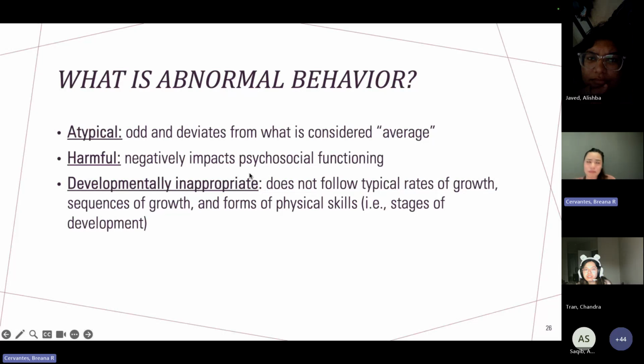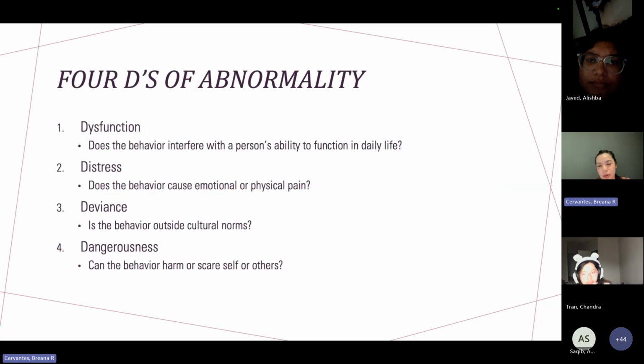So we started off last week just talking about what abnormal psychology is and defining what abnormality means. We talked a lot about the different features that make behavior, feelings, or thoughts concerning enough to consider referral for treatment or an assessment, because it might indicate mental health problems. So we talked about atypicality, harmfulness, and being developmentally inappropriate. That's the way your book talks about it. Another way you can keep it in your mind is the 4Ds: dysfunction, distress, deviance, and dangerousness.